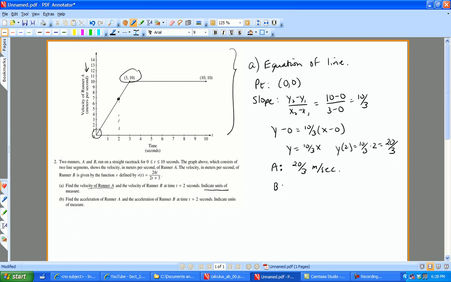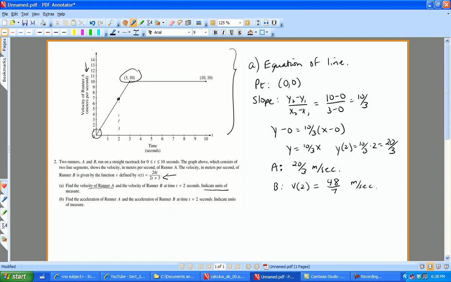For runner B, I'm given an equation for the velocity. So all I have to do is plug in 2 seconds into the equation for runner B. That would be 24 times 2, which is 48. And then the denominator, 2 times 2 is 4, plus 3 is 7. So 48 sevenths, again, meters per second.